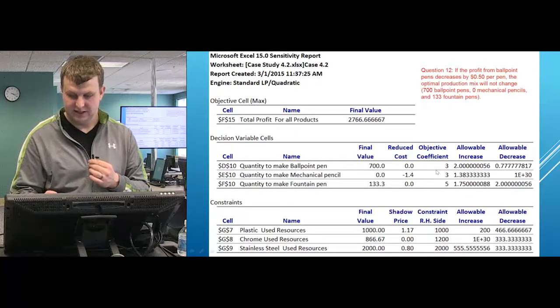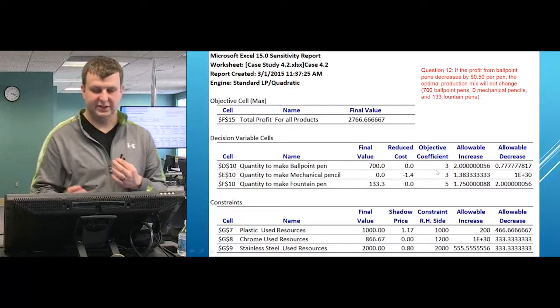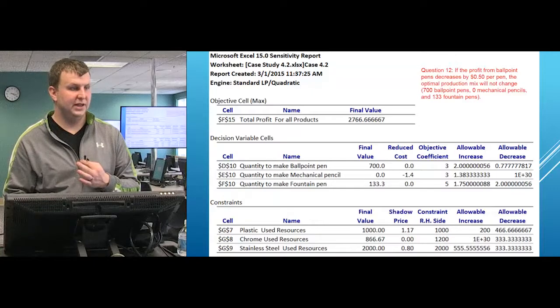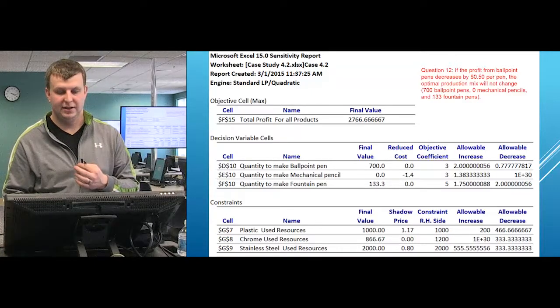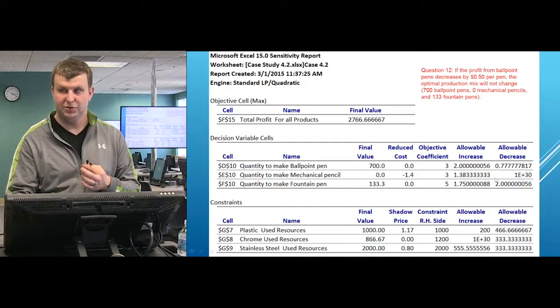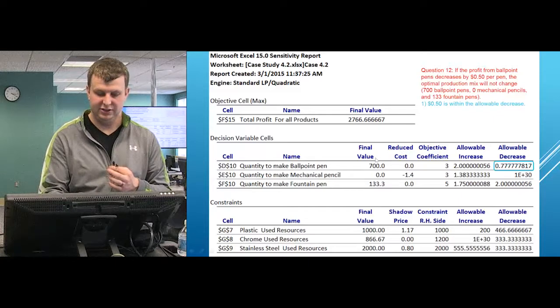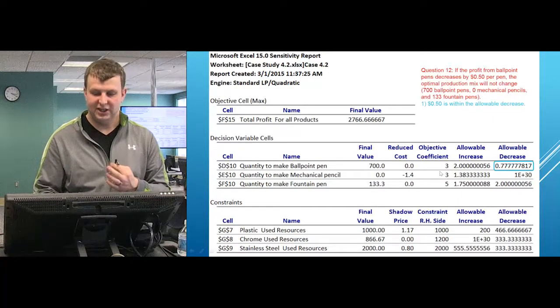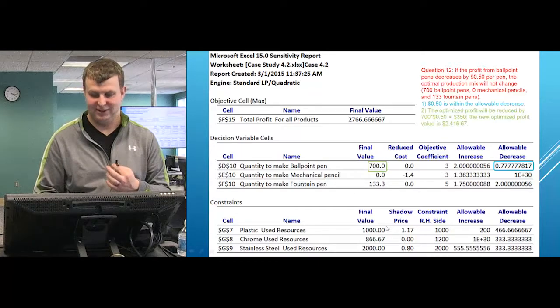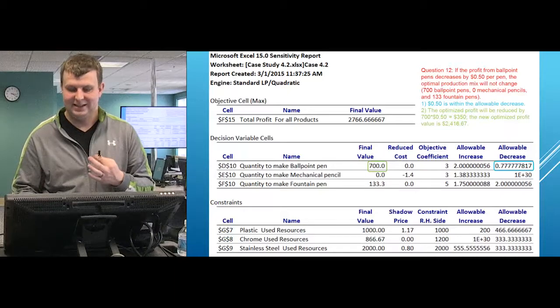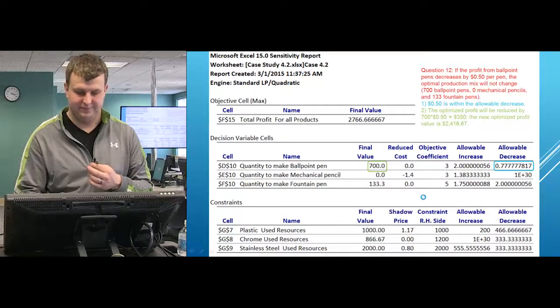Okay. And so then, question 12, just moving on, is if we decrease the ballpoint pen's profit by 50 cents, what will happen? Will that change our product mix? And the answer is no, because if you look in the allowable decrease, that is within that allowable decrease, so it doesn't change these final values because our coefficients can change by that much. There's no change in it, it just means we're going to make less money. So we're going to make basically $350 less because that's the decrease.